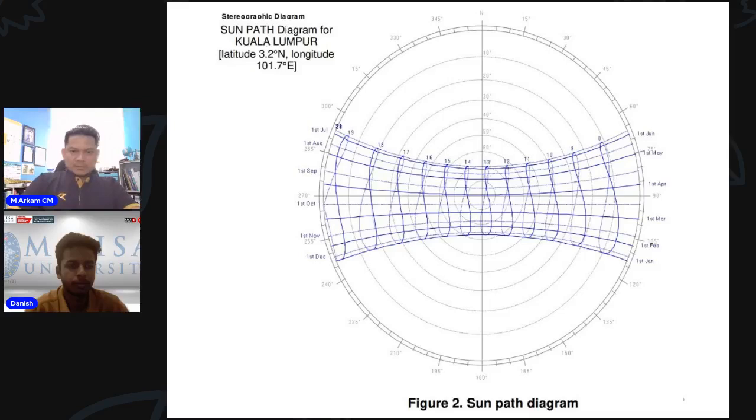Okay, this one is very, very important. Sun path in our area: latitude 3.2 degrees north, longitude 101.7 degrees east. This is the sun path, where the sun comes from the east. This one is north, east, west, and also south. Starting from January, February, March, April, May, June, July, going in this direction, then July, August, September, October, November, December.